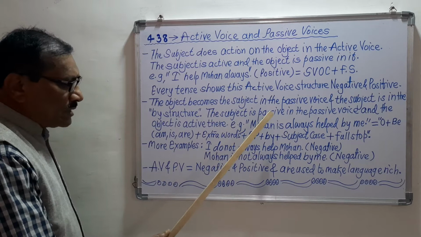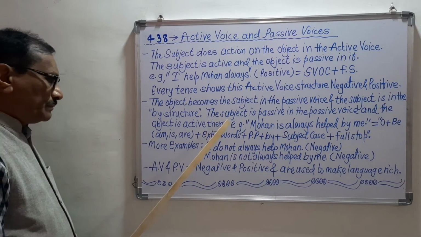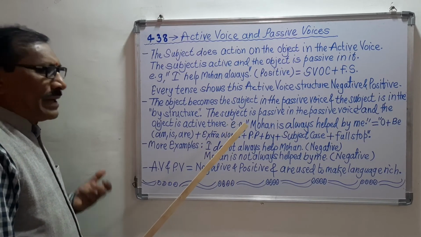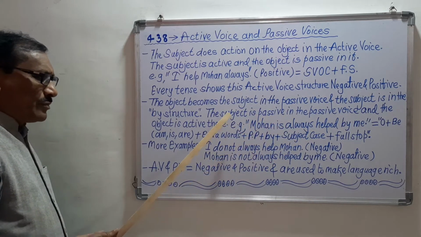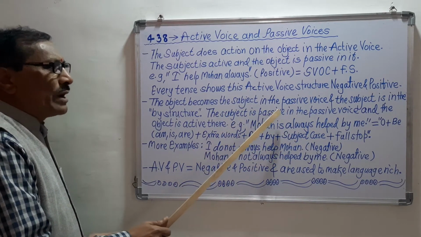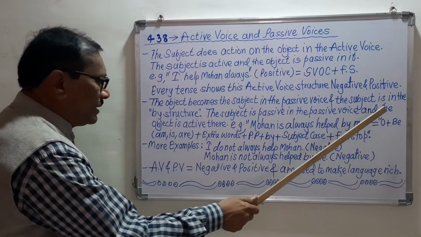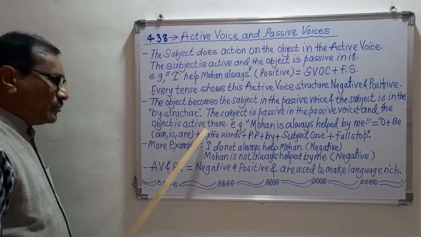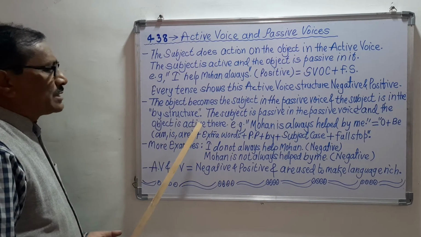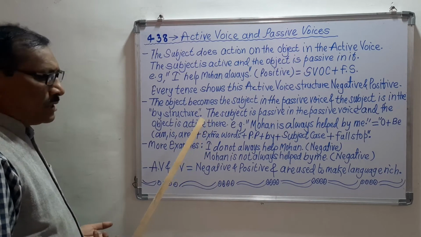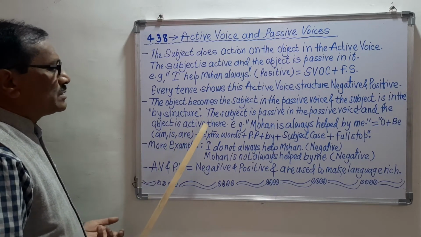The subject is always passive in the passive voice. But I have told you that the subject is active in the active voice, and the subject is passive in the passive voice, and the object is active there. Means everything is done on the object, and that's why in the passive voice the object is active.